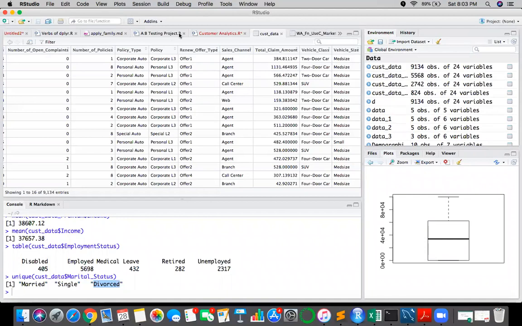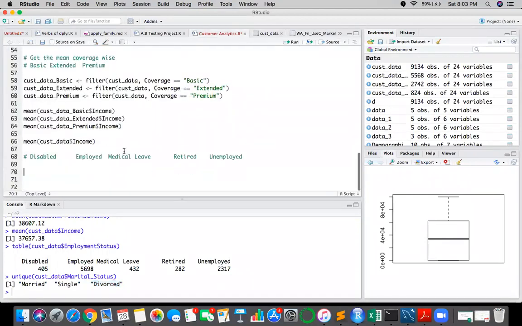Okay, so let's do one thing. Let's start looking into this marital status. So our hypothesis is that divorced people, this category, will have more income at least. This is what I was also thinking. Okay, let's see if that is true.